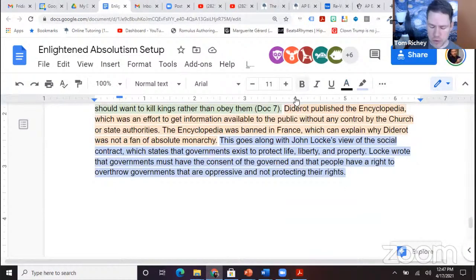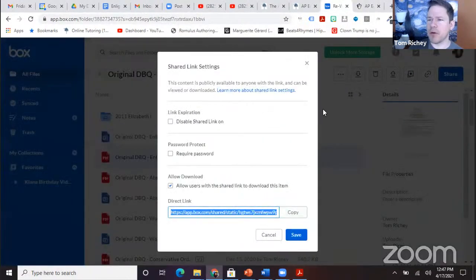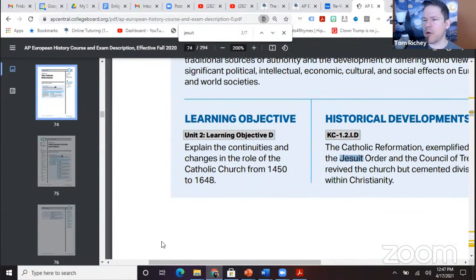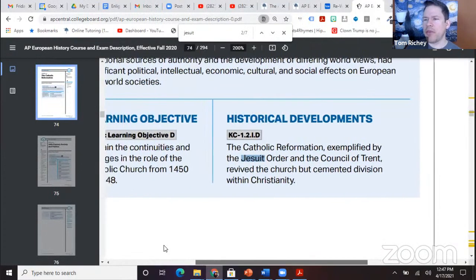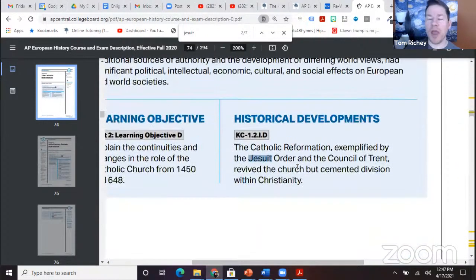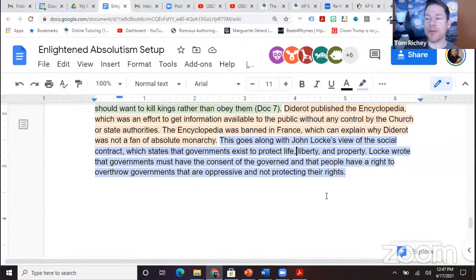Okay, so if we go back to the course and exam description, that's a DBQ there. Okay, so if we're looking for the Jesuits, note here the Jesuit order, in the blue. You should know something about the Jesuits and how they constantly meddle in things. Especially at this time, they're not just sitting in a monastery praying or something like that. They are actively influencing governments. And of course, Voltaire was not a big fan of the Jesuits in general.